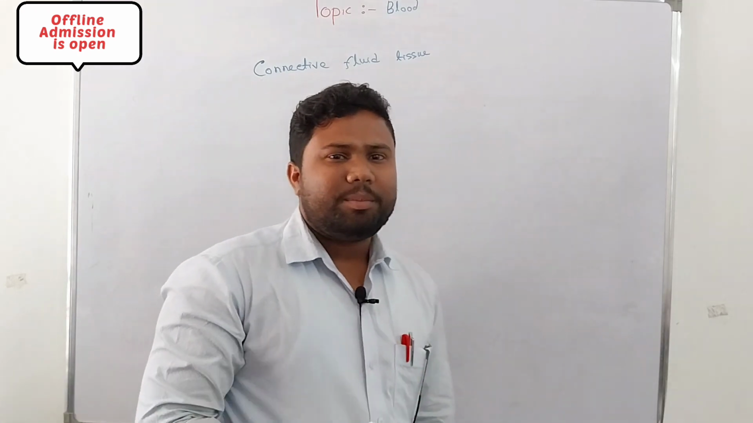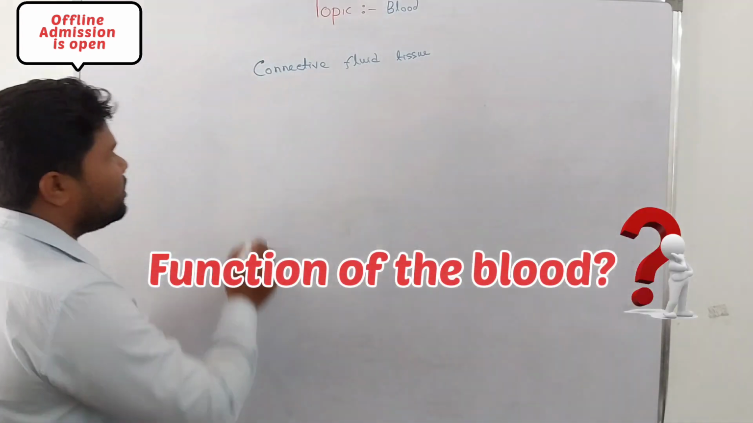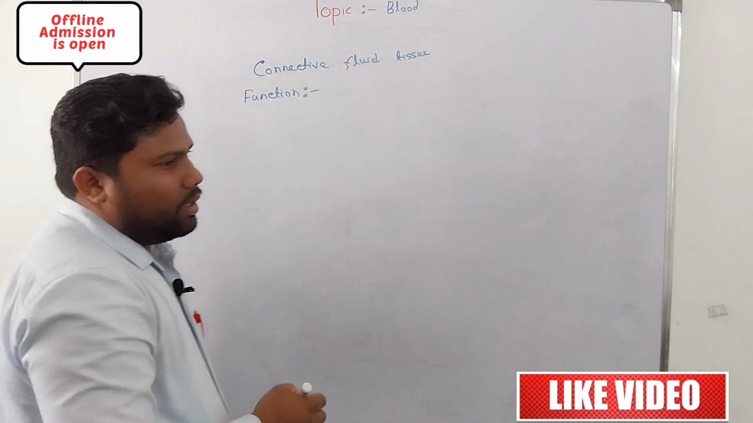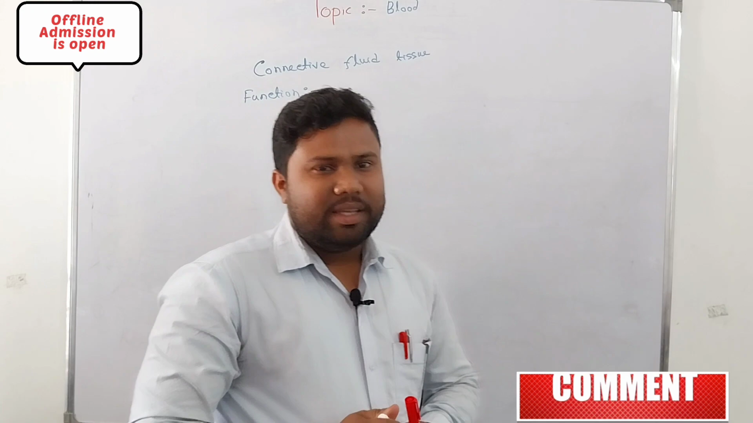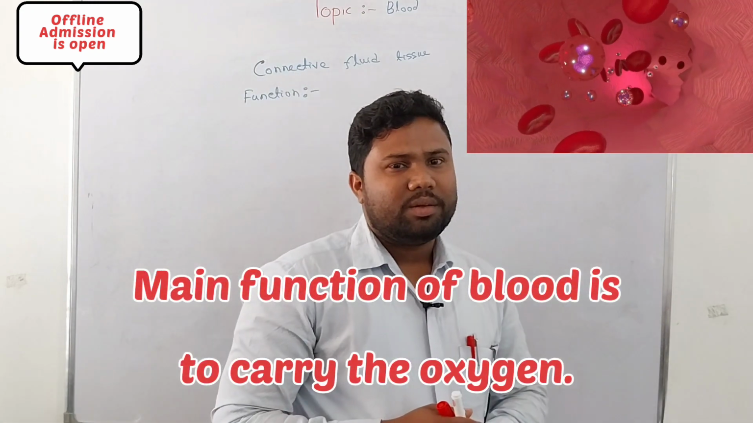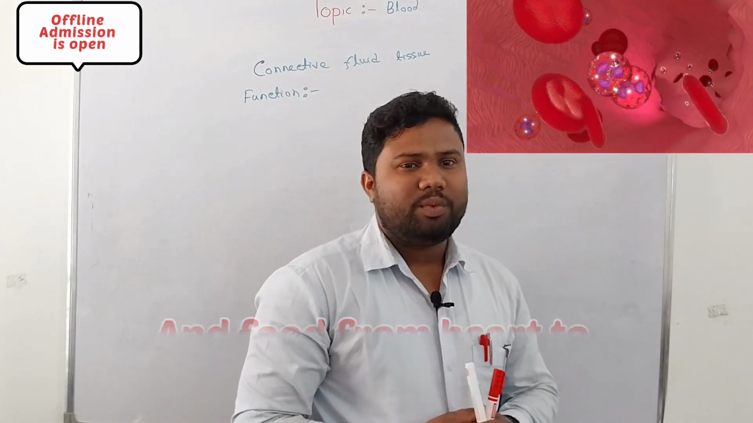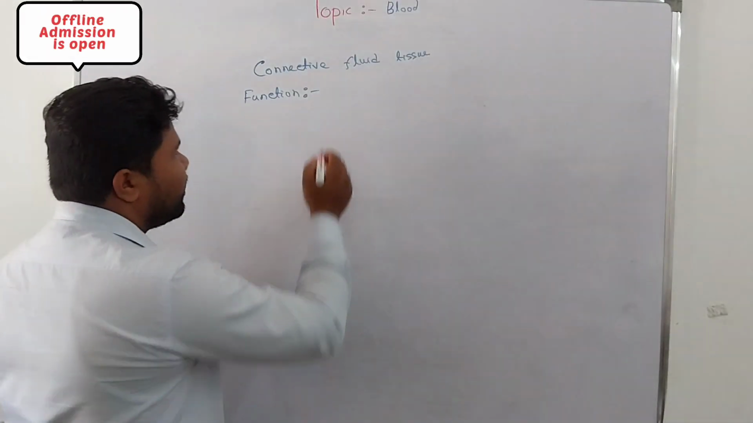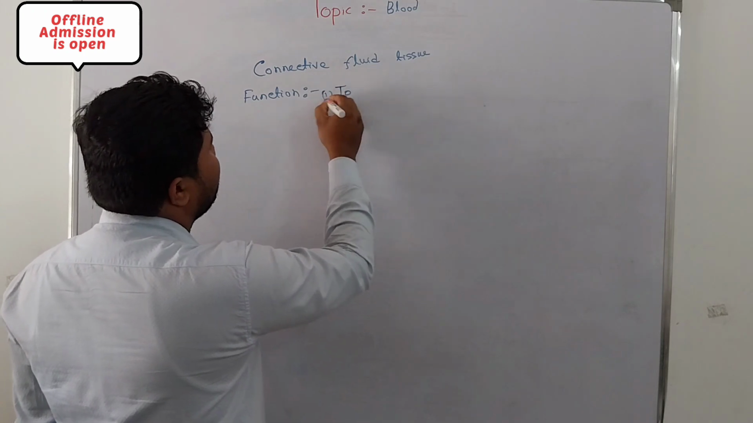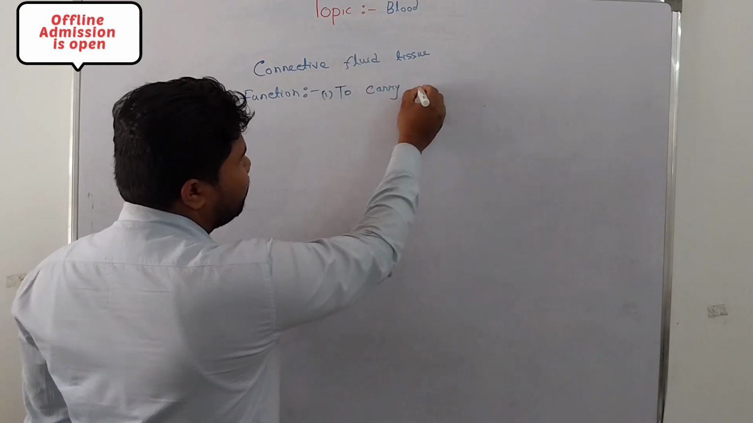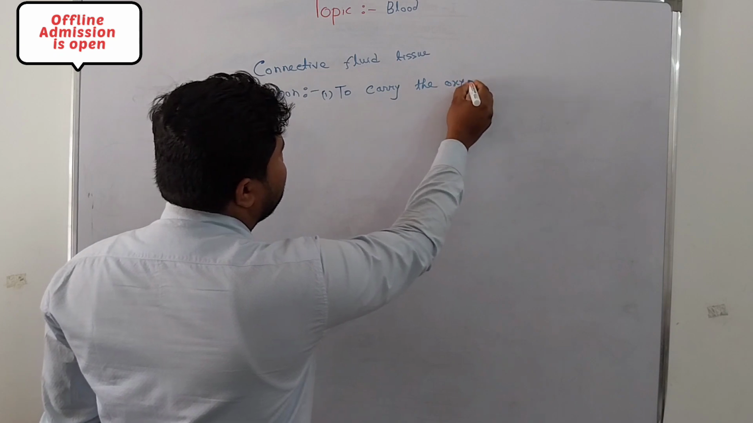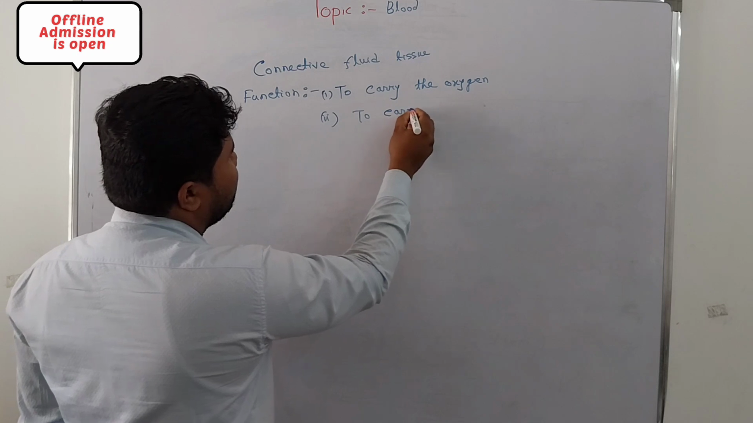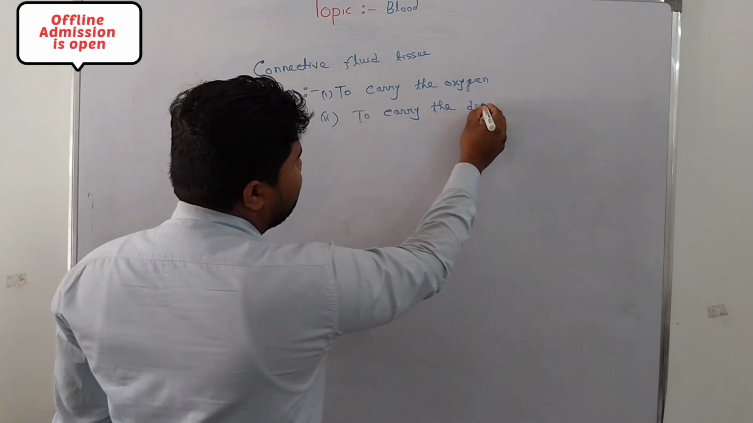Now, what is the function of the blood? Let's discuss the functions of the blood. The main function of blood is to carry oxygen and food from the heart to the different parts of the body and vice versa. So number one is to carry the oxygen, and number two is to carry the digestive food.